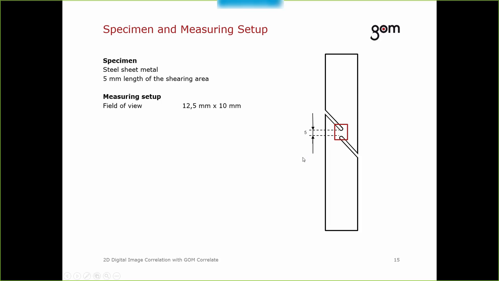In this demo, I'm going to show you a typical evaluation of a specimen geometry according to ASTM, which you can see here on the right image. The material of the specimen is steel, and the size of the shear area, which is indicated here, is 5 millimeter, and the field of view was 12.5 millimeter by 10 millimeter, which you can see here indicated with this red square.